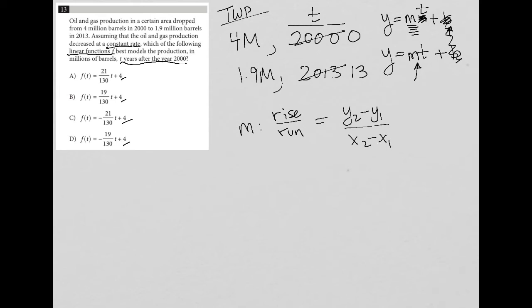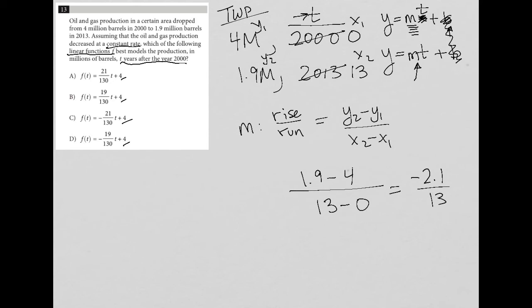So for us, our t value or our time value is like our x value. So that means that in the denominator is where I should have my x2 minus x1. Let's call this x1, making this x2, which makes this y1, and making this y2. So y2 minus y1 would be 1.9 minus 4, and then x2 minus x1 would be 13 minus 0. 1.9 minus 4 is equal to negative 2.1, and 13 minus 0 is equal to positive 13.